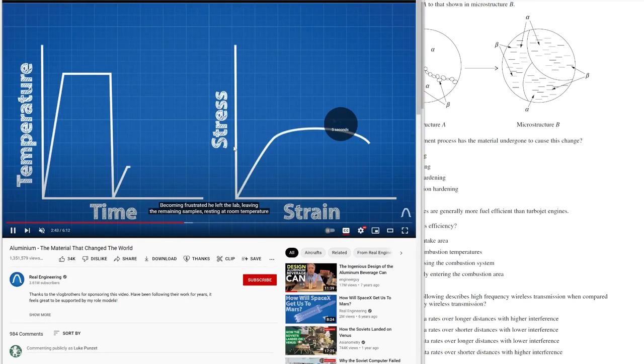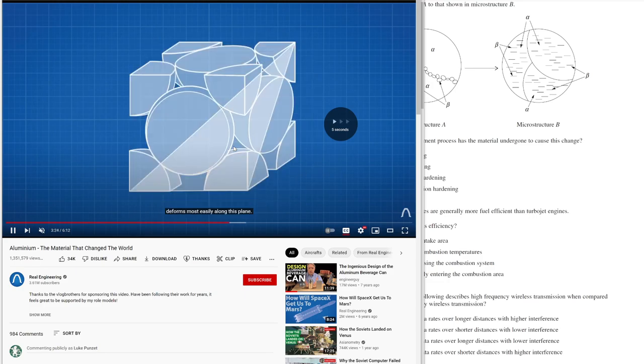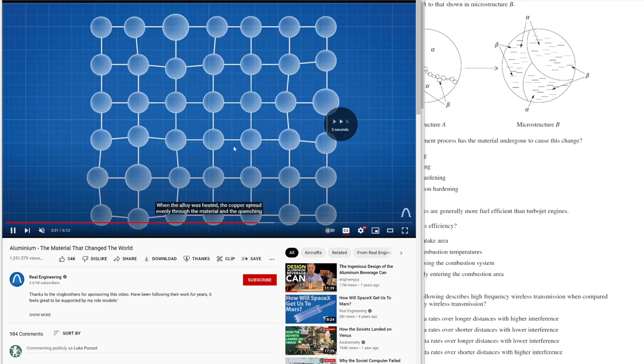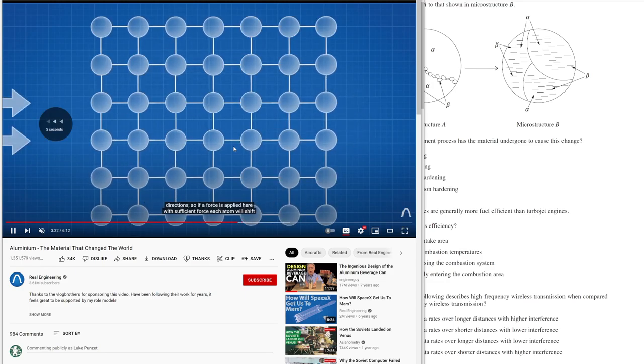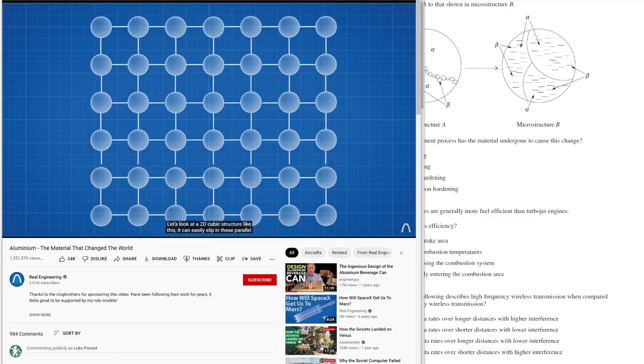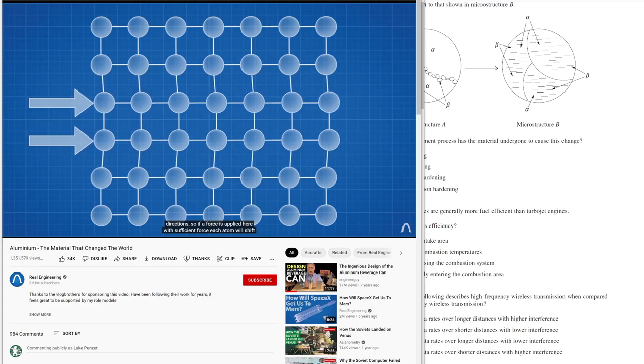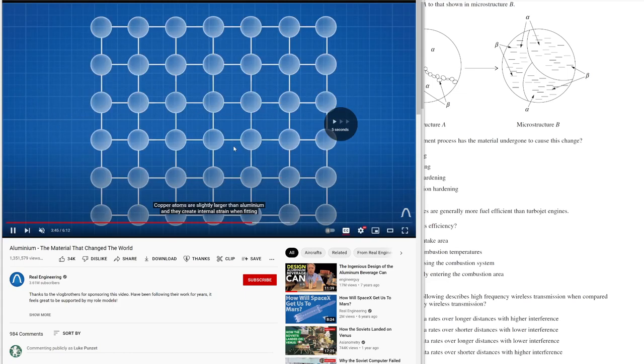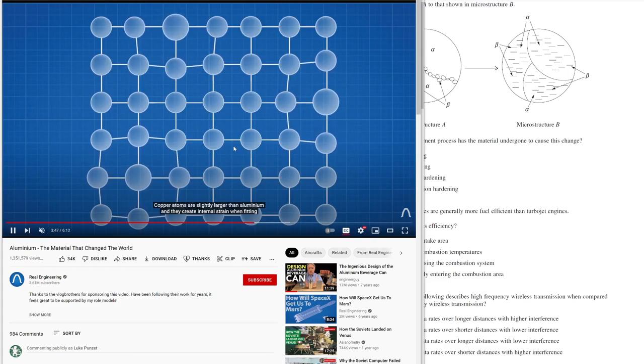Okay, so what he's going to say is that when we have metal crystals, we want to create disruptions to the lattice, because if we have disruptions in the lattice, it's harder for dislocations to get pushed around. We're going to replace some aluminium with copper. Copper is just a little bit bigger than aluminium, and we can see that that disrupts the lattice a little bit.